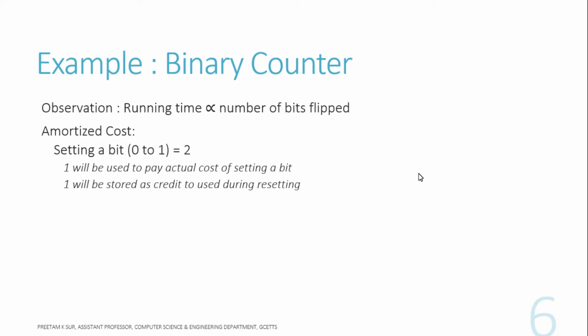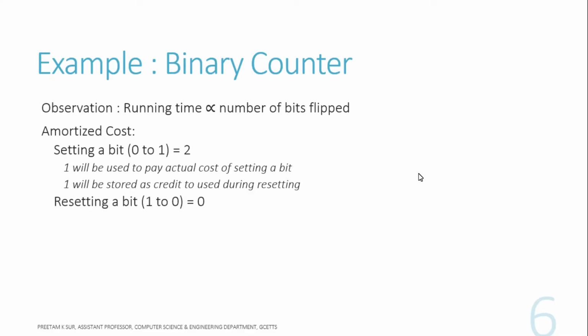So for each bit we may have some credit. Whenever we set that bit from 0 to 1, we have one credit for that bit, which can be used in the future to make it from 1 to 0 again. Obviously, resetting a bit, that is making it from 1 to 0, will have no cost. So this is the amortized cost that is assigned to setting a bit and resetting a bit.